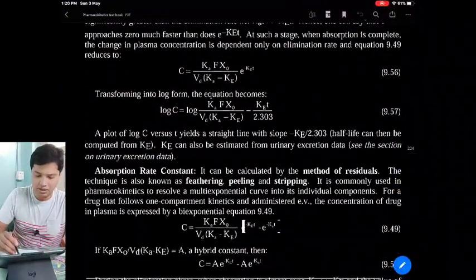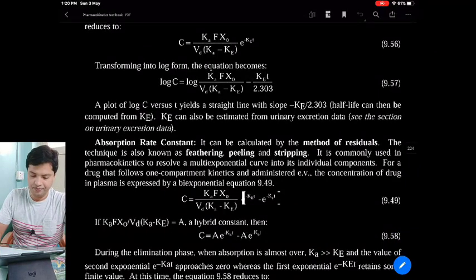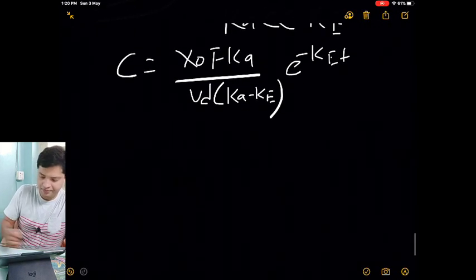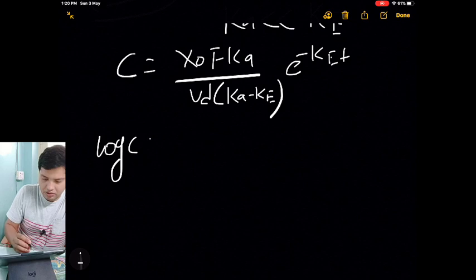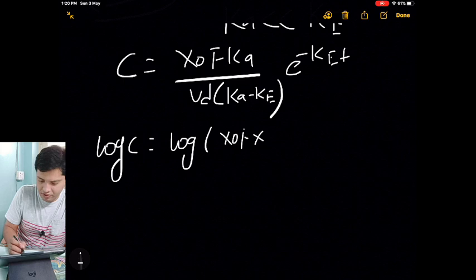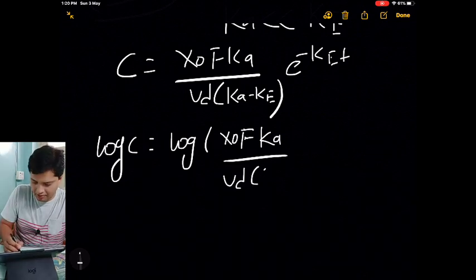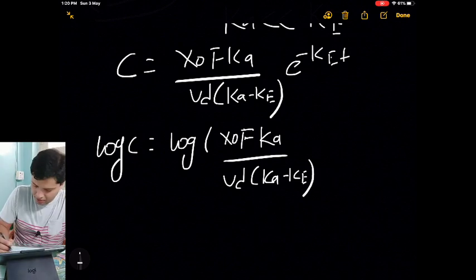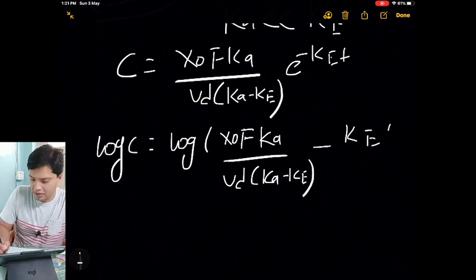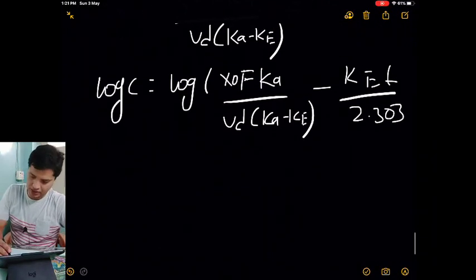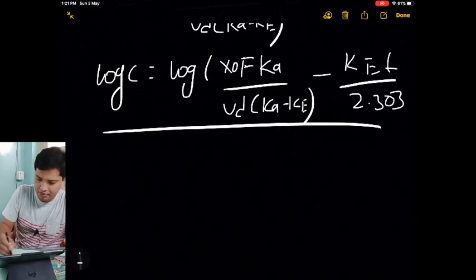Now what happens? Apply log to the above equation. If you apply log to the above equation, what will you get? Log C is equal to log of F X naught Ka divided by volume of distribution into Ka minus Ke, minus Ke t by 2.303. Now we can determine Ke through this equation. This is the equation for the determination of Ke.